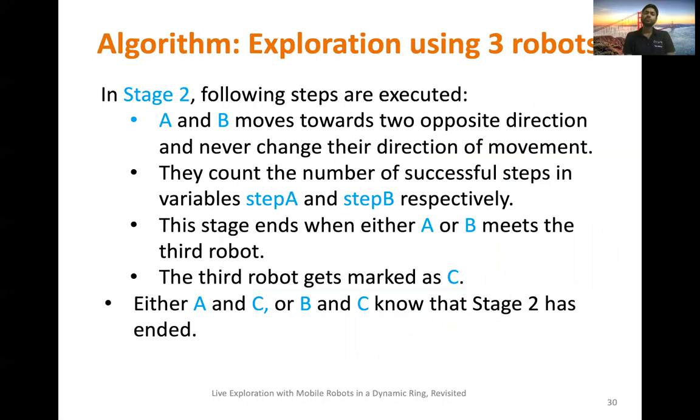Then what do we do in stage 2? Stage 1 is like we want at least 2 robots to meet, and that is done. So now what do we want in stage 2? We want another meeting, the second meeting.